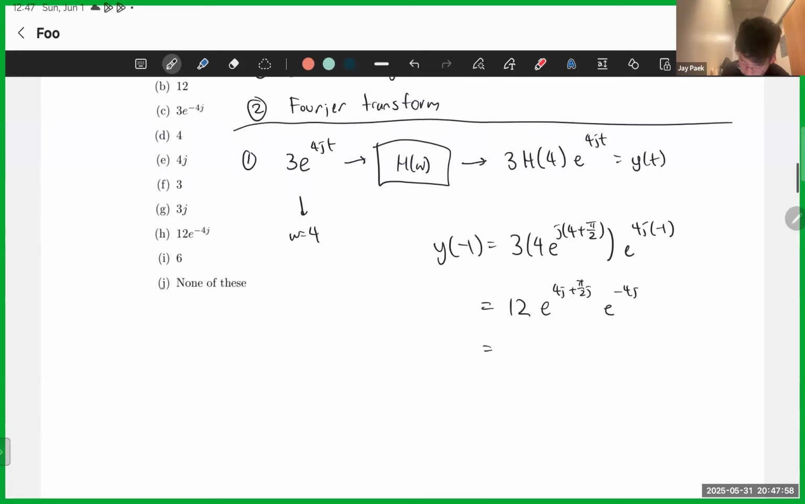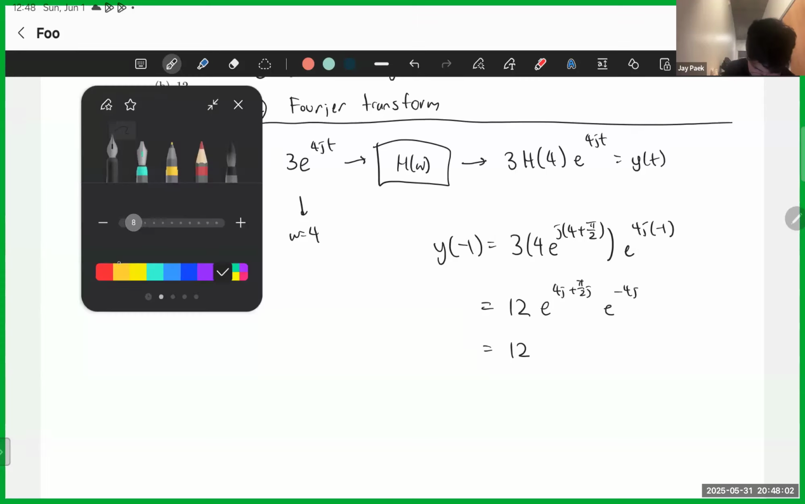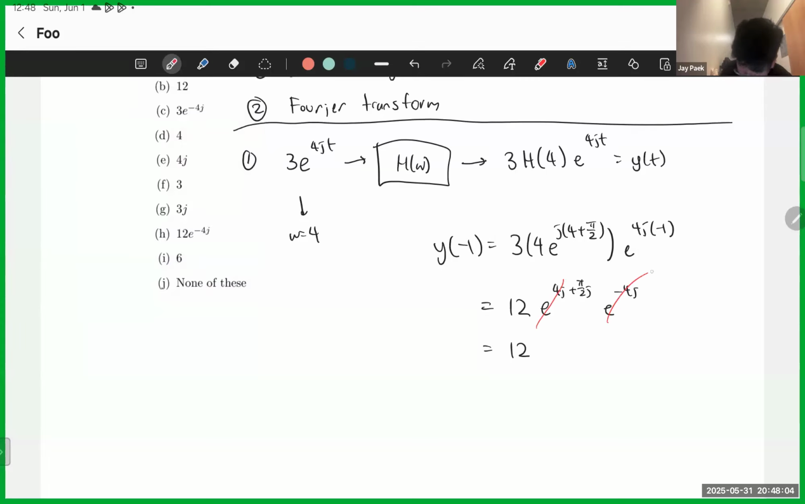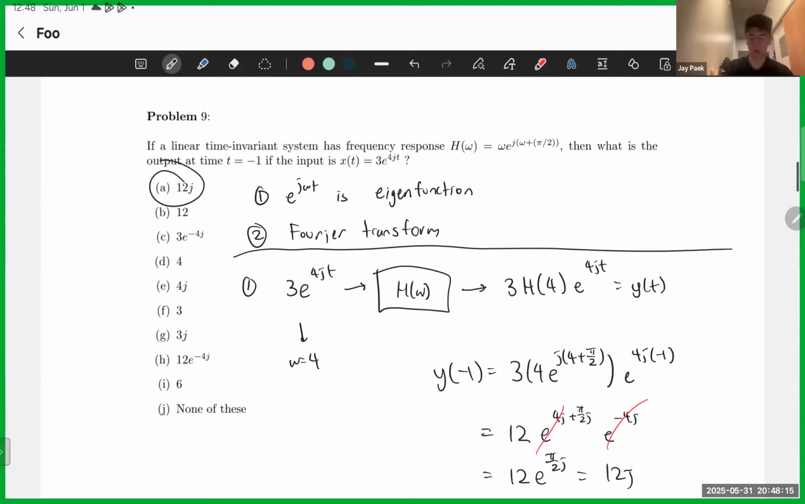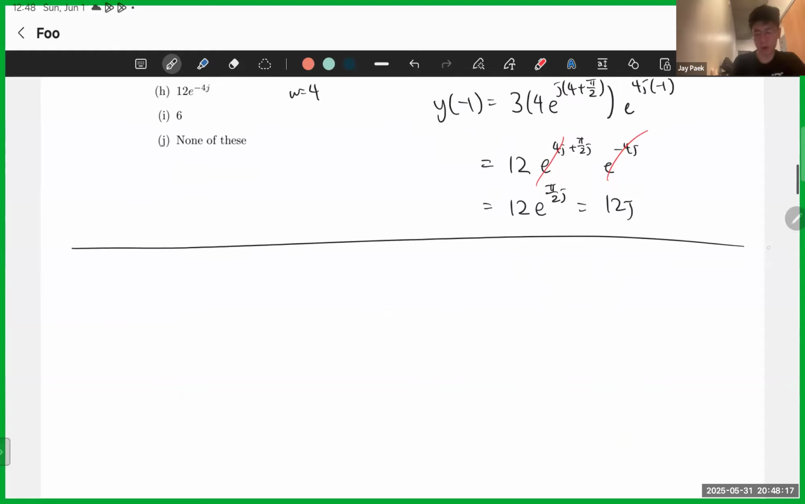And so we see that these exponentials cancel out. So it's just e times, well, we say goodbye to these two. And all we have left, conveniently, is e to the pi over 2j, which is equal to just 12j. So our answer is correct. Now, let's just try the other way.